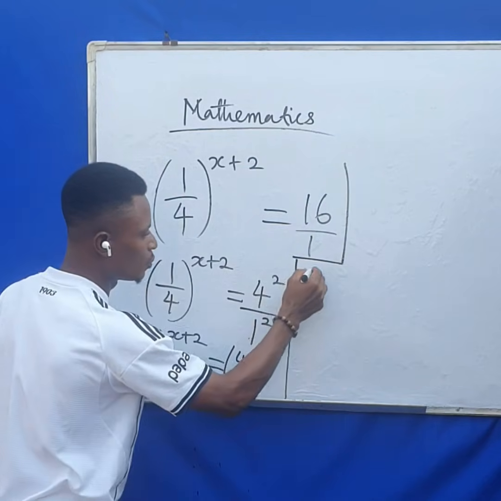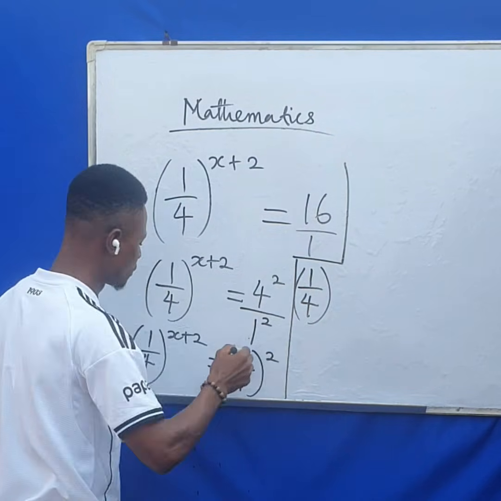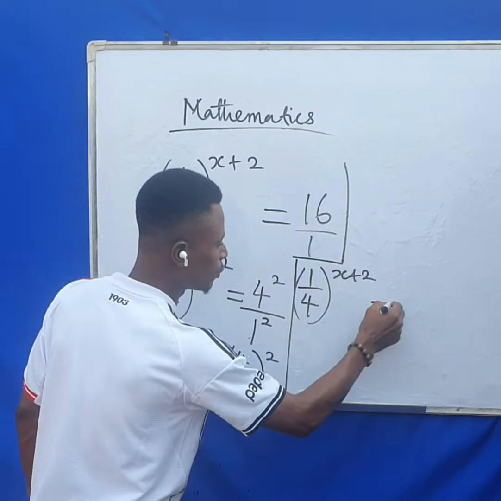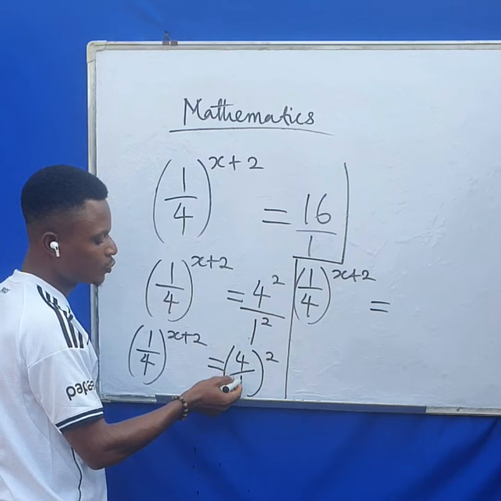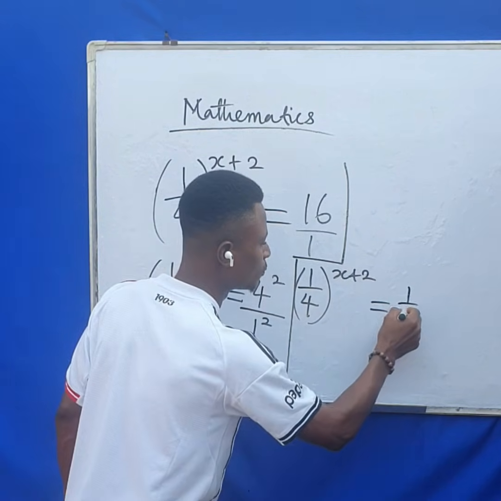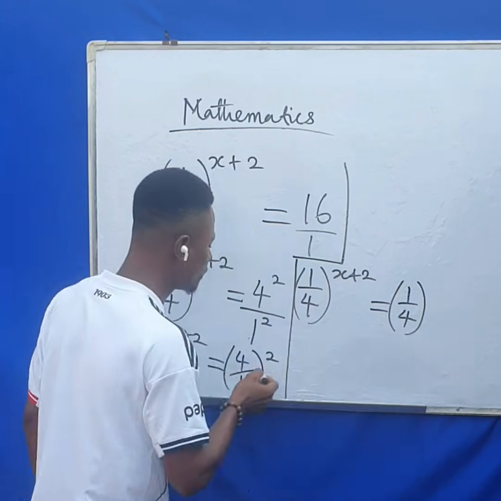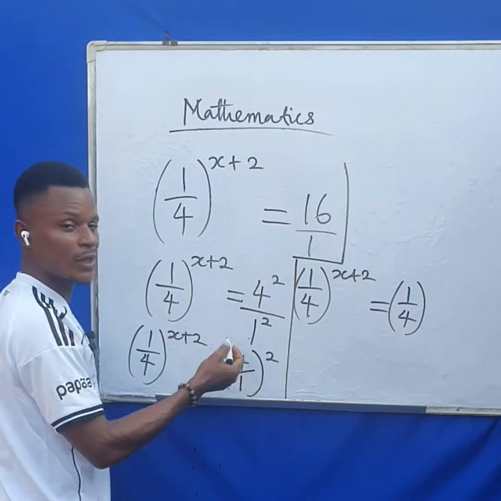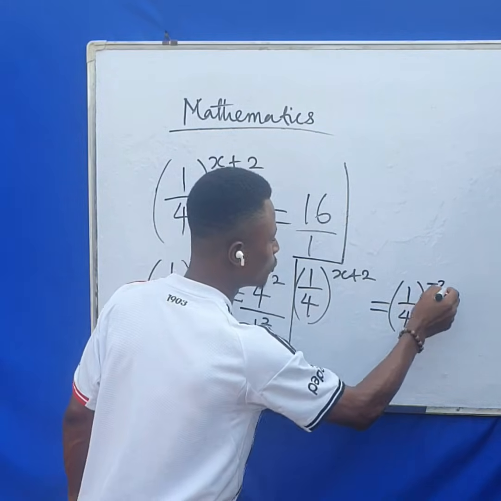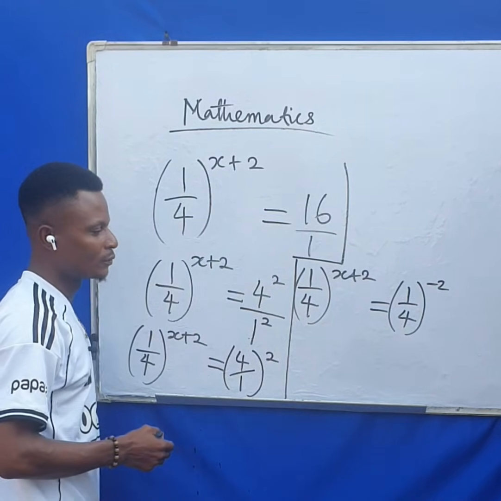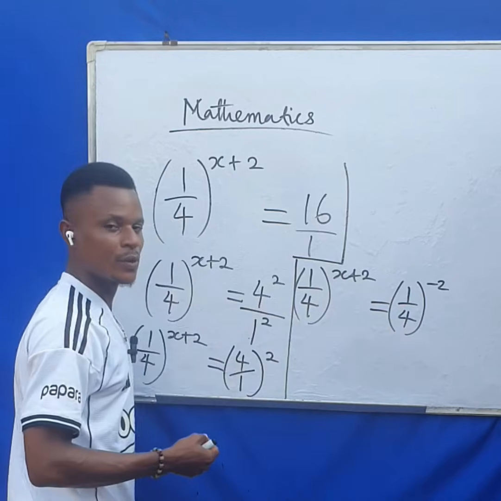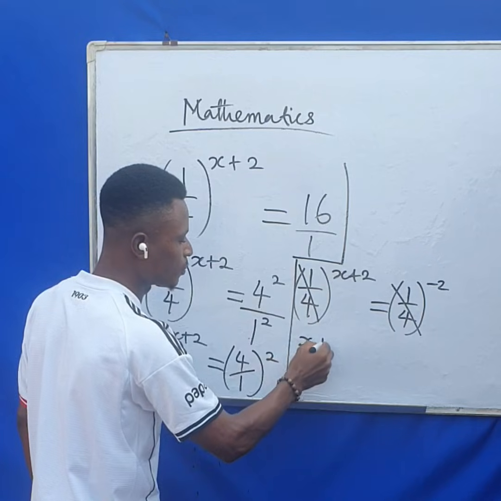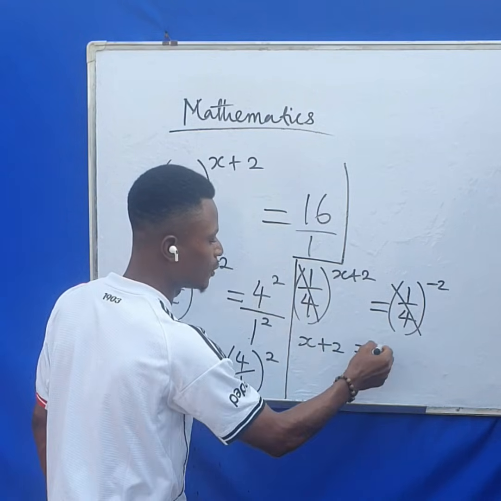We have (1/4)^(x+2), then equal to, when we turn this upside down, we are going to have 1 over 4. And then because we have turned this upside down, the sign of this power will change. So it will change from positive 2 to negative 2. We're going to have negative 2 here at the power. Now, because the bases are exactly the same, they'll cancel. This one here will cancel this. And we have x + 2 equal to this negative 2.